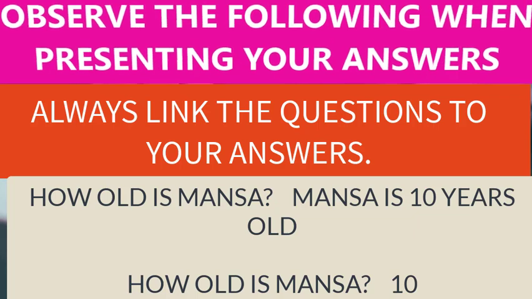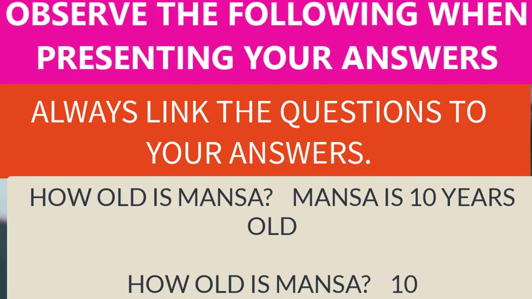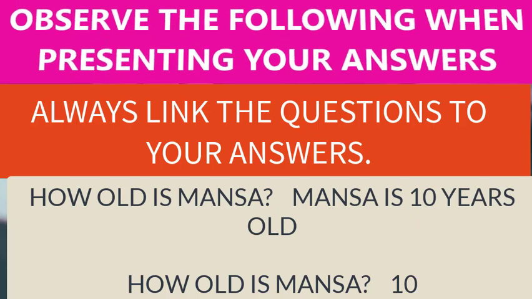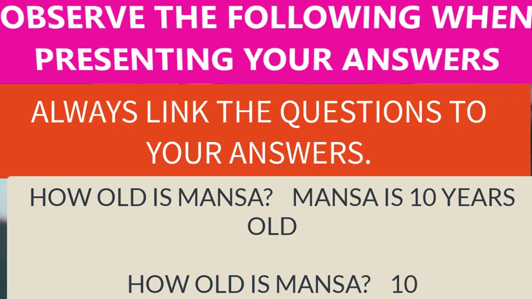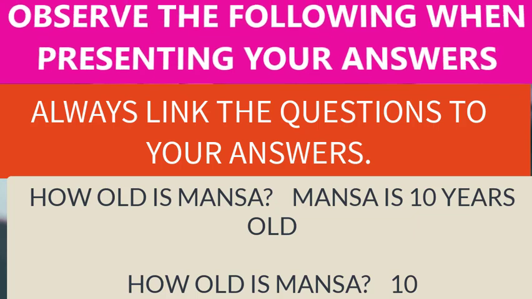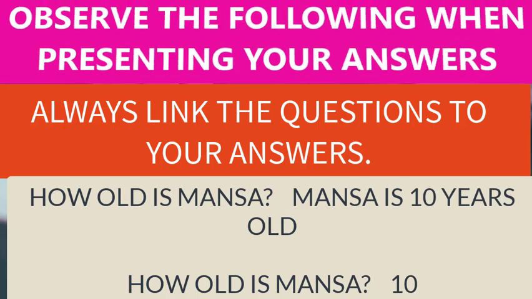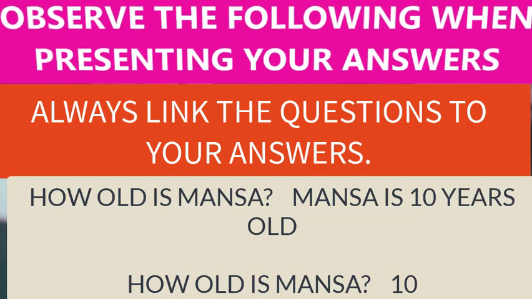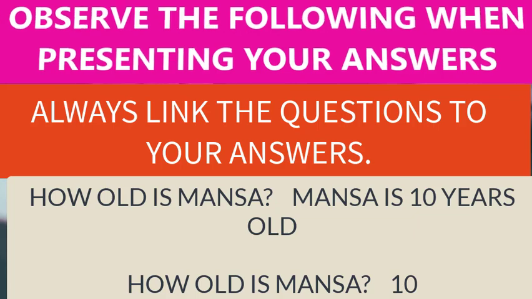Example: How old is Mansa? Mansa is 10 years old. Or just 10. How old is Mansa? Mansa is 10 years old. How old is Mansa? Mansa is 10. The candidate who presents 10 as an answer will either score a low mark or will be awarded 0, since the answer does not make sense with the question when linked together.